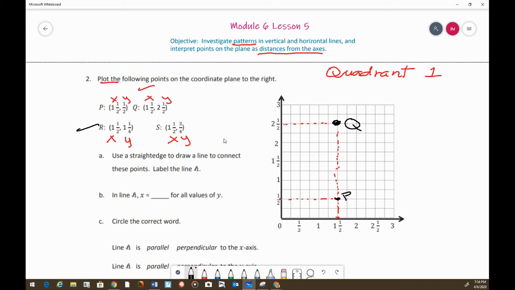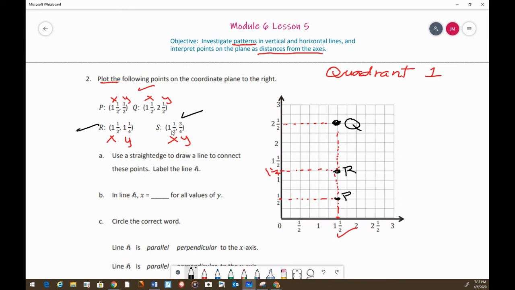All right, now point R. That's again 1 1/2, the same X value. And Y is 1 1/4. I noticed that this is 1/2 right here, but between 1/2, 1 1/2, and 1, there is a segment. So that segment should be 1 1/4. Now I'm going to mark where the value of x, which is the same for all of the points, and 1 1/4 meet, and this is the point R.